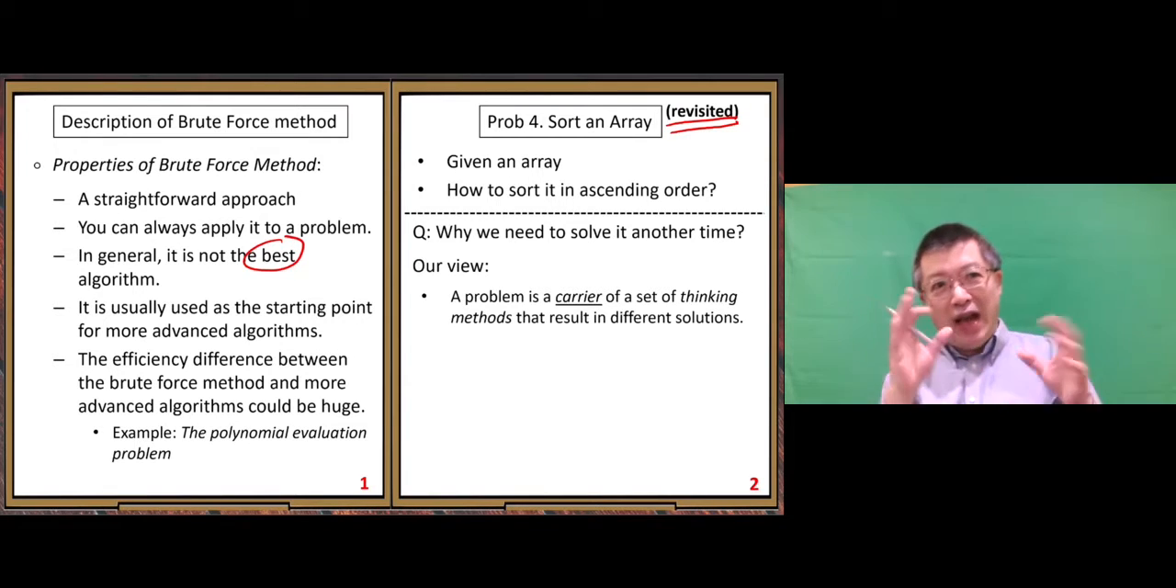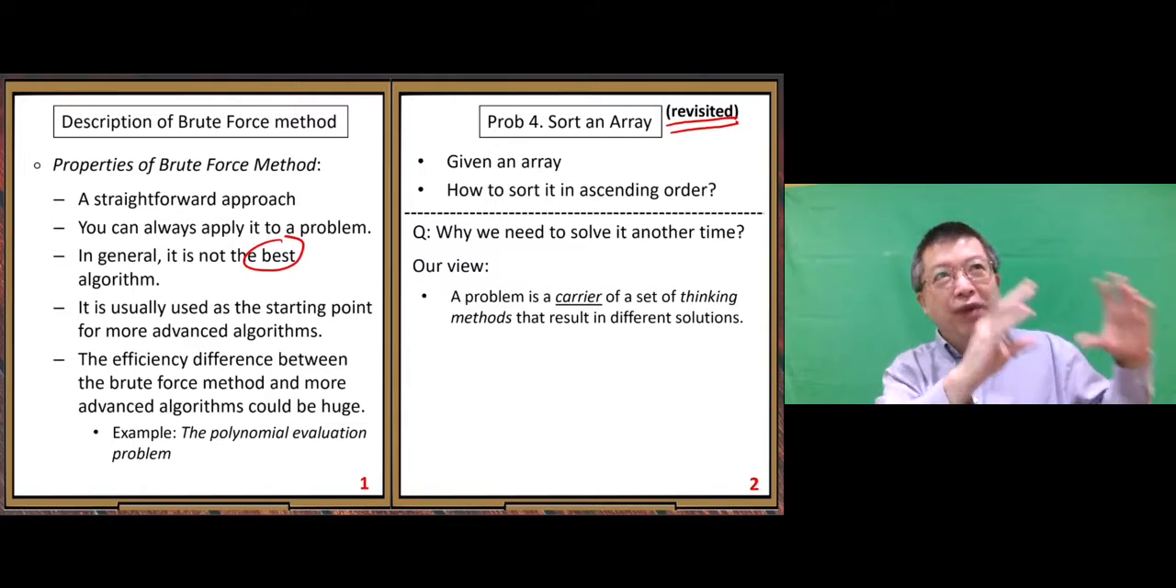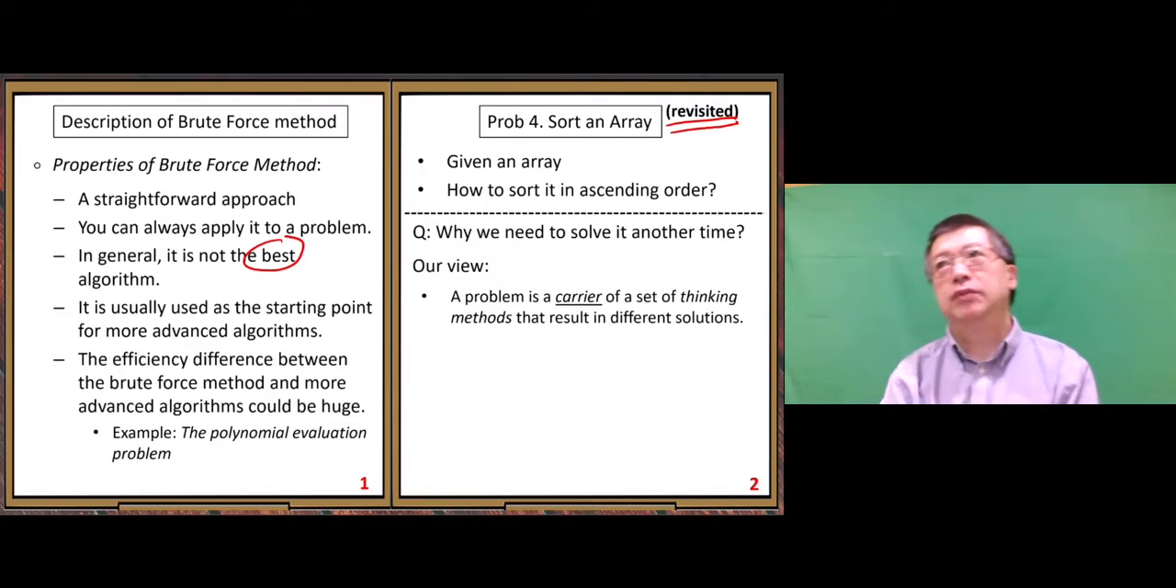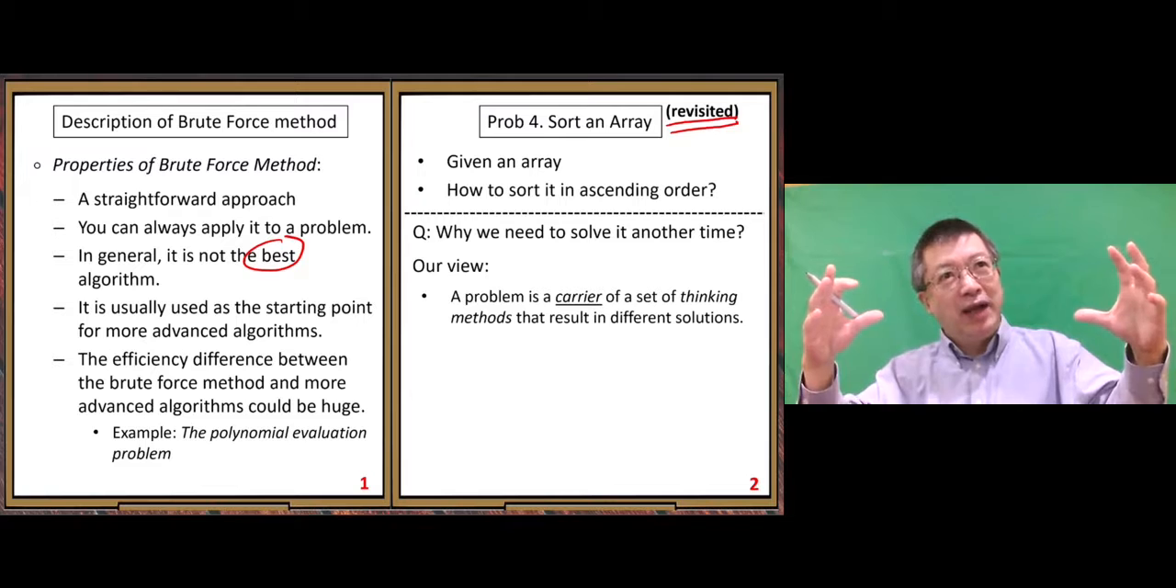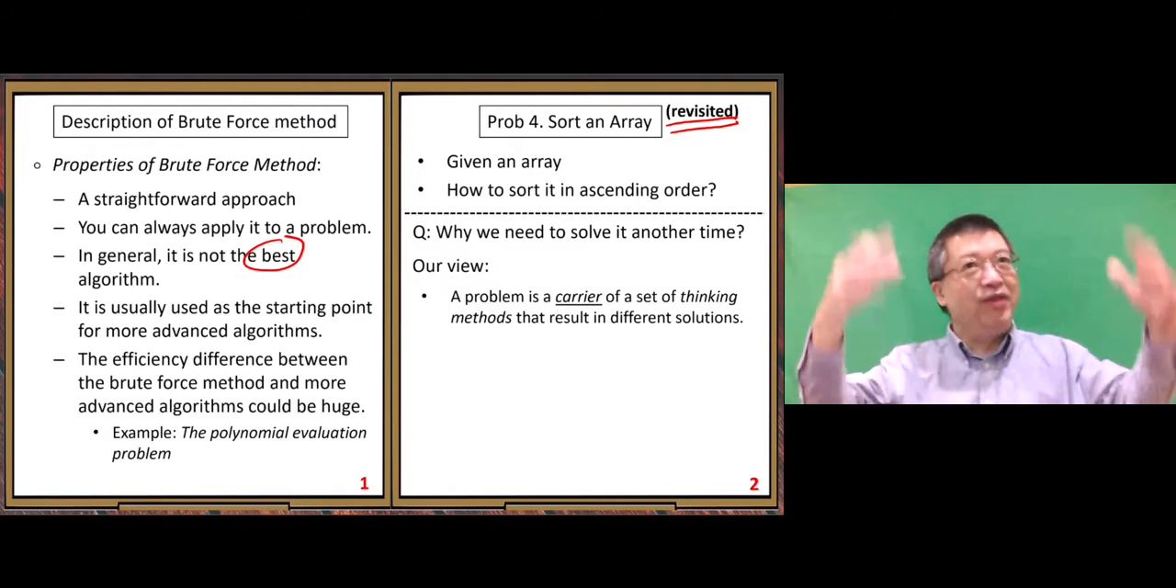These 3 methods are not like 3 different objects, 3 apples you can carry, right? They are thinking methods, not apples you can carry. Nothing can carry them in a usual way, right? So now here we have this sorting problem. This sorting problem carries those 3 different thinking methods.